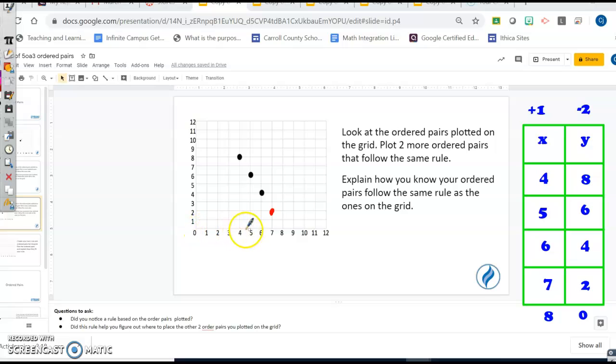So I would go on my x-axis to 8. Since my y is 0, I would stay on the 0 for the y. And those would be my next two points. So that's how we would solve that one there.